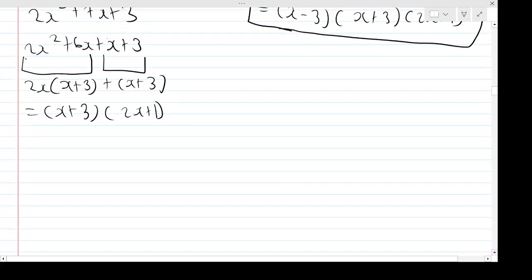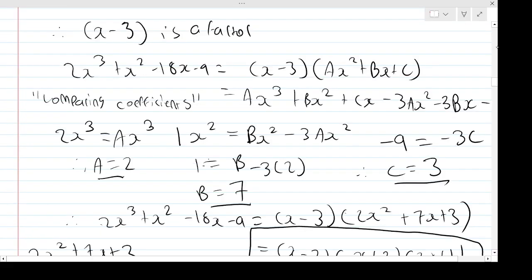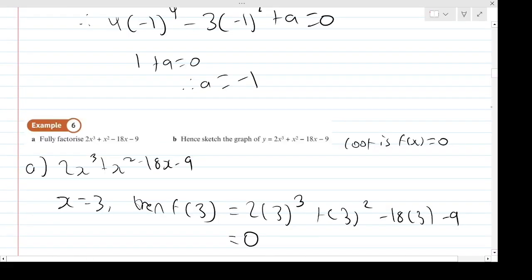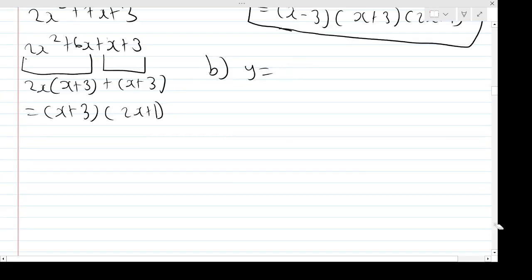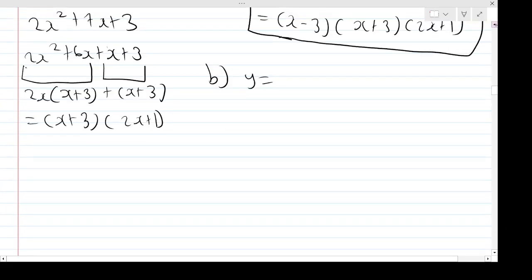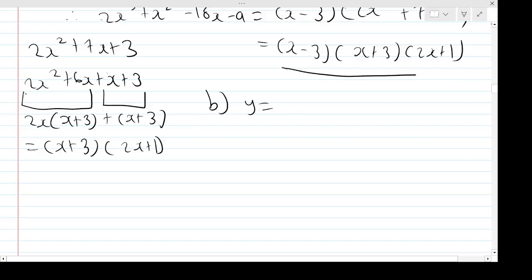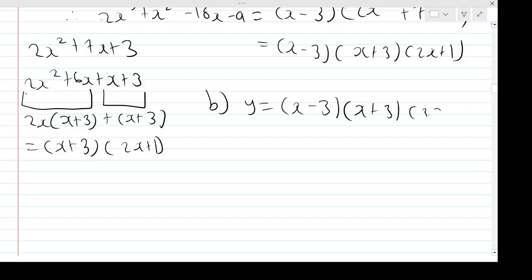So if I do part B here, I want to sketch y equals 2x cubed, sorry, plus x squared. Well, it's the same as this factorisation, right? So I'm just going to bring this down. It's the same as this factorisation. That's what I'm sketching. There we are. Okay, but I know how to sketch these, right? Because firstly, how do I sketch a cubic? Reminder. Firstly, I need to determine the shape of it.